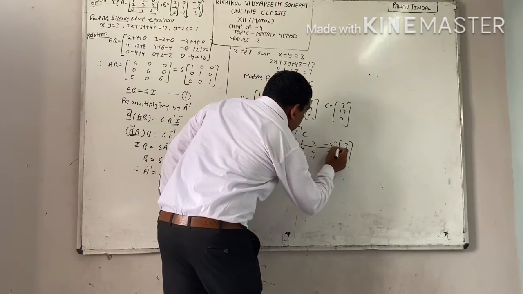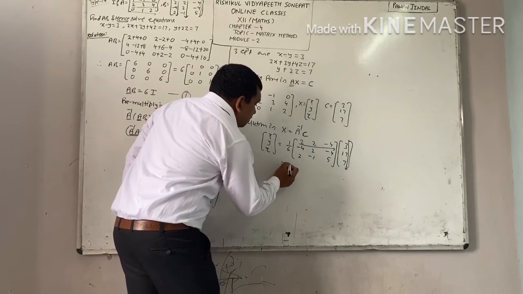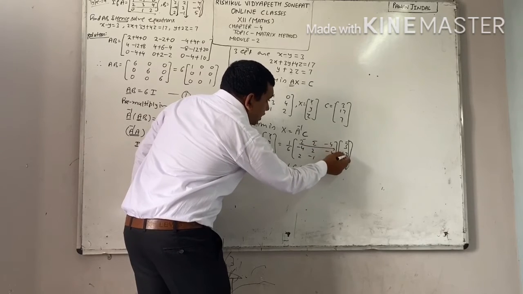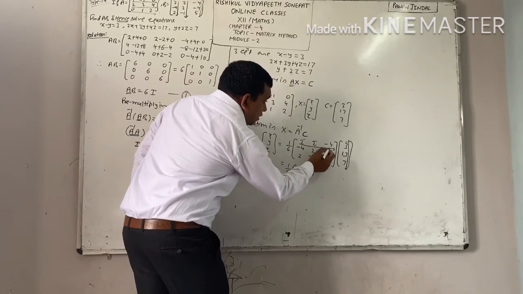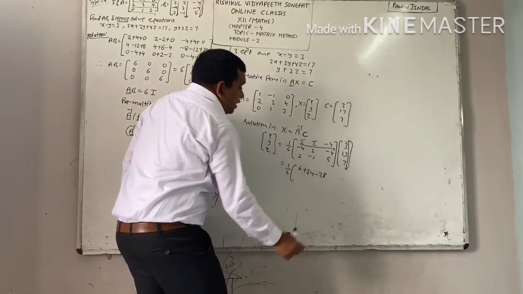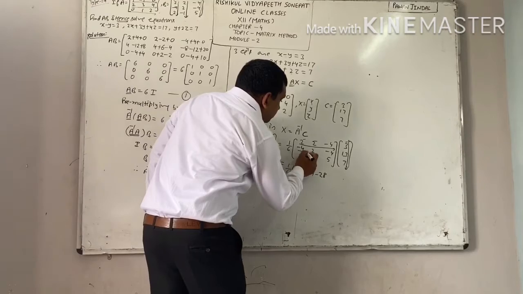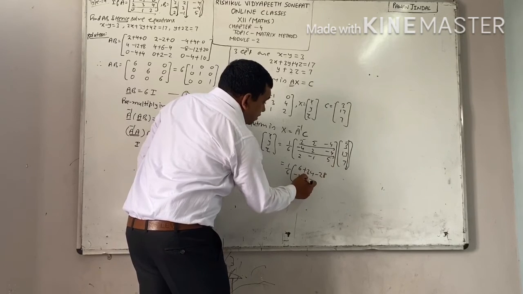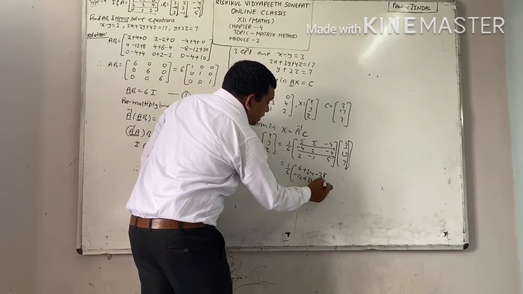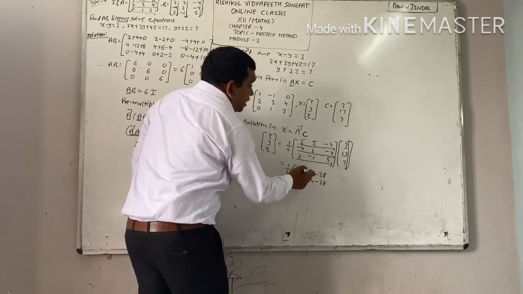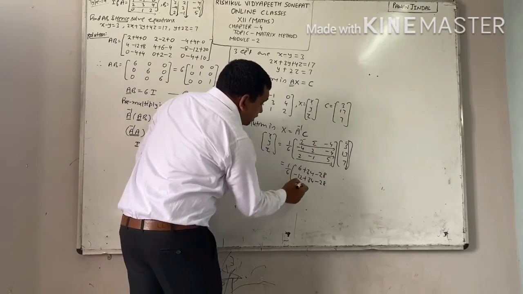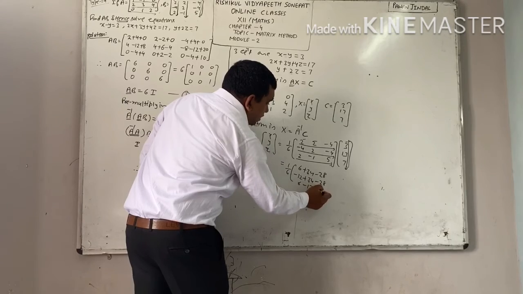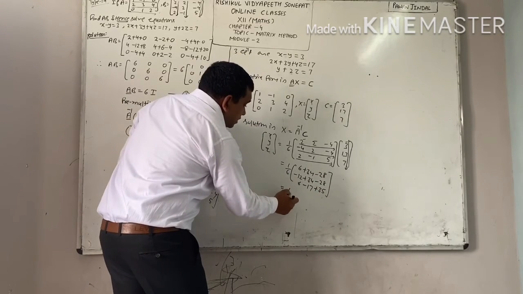This is your first row. Multiply with first column. See what, 1 by 6. Now 2 into 3, 6. 2 into 17, 34. Minus 4 into 7, minus 28. Now multiply second row. Minus 4 into 3, minus 12. 2 into 17, 34. Minus 4 into 7, minus 28. Last one. Multiply third row with this one. 2 into 3, 6. Minus 1 into 17, minus 17. 5 into 7, 35. This is your 1 by 6.